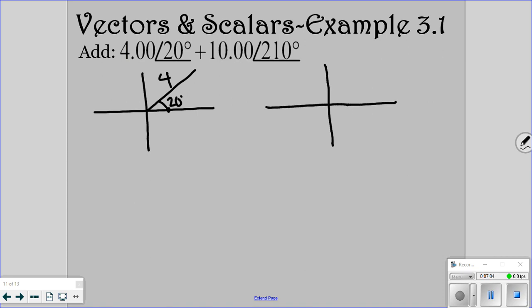We're going positive 210, so we start here. This is 90 degrees going here. This is 180 degrees, so we have to go a little bit further. And if this was 180, the last little bit is 30 degrees. And that is a length of 10. Notice I'm not writing 4.00 and 10.00 because we don't really need them, because 4 and 10 are fine. So what you need to do from here is to make a triangle.